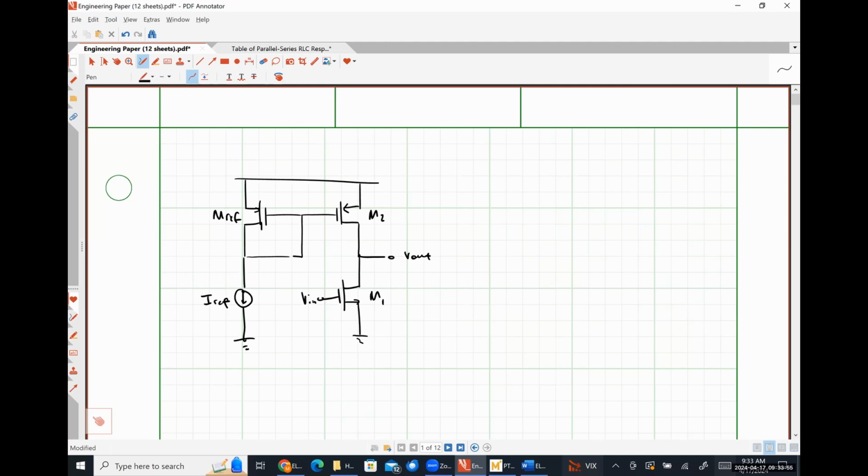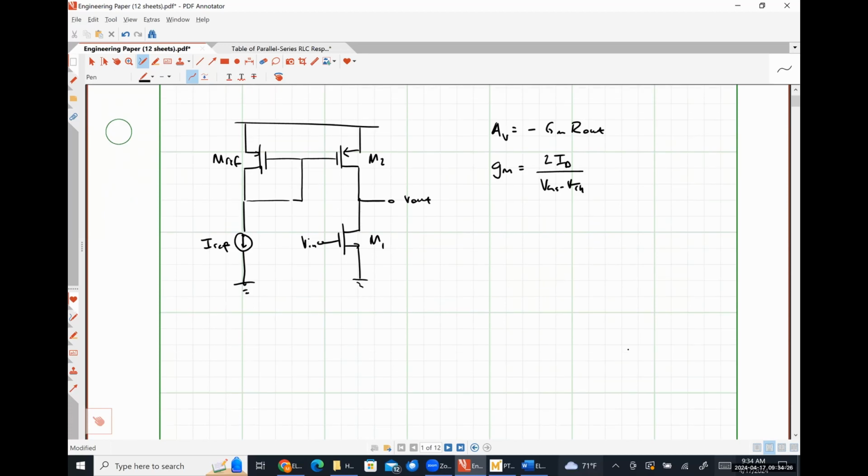Here's VN. And I gave you some very strong hints, at least I felt they were very strong, that AV could be expressed as negative GM R out, and that GM could be twice ID over VGS minus VTH, I believe. So what is the short circuit transconductance of this going to be?